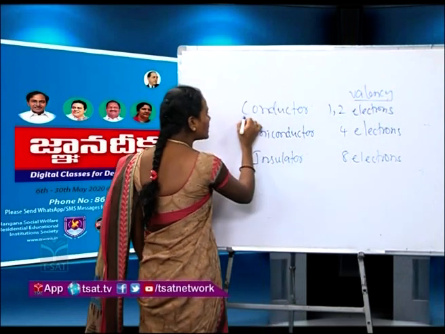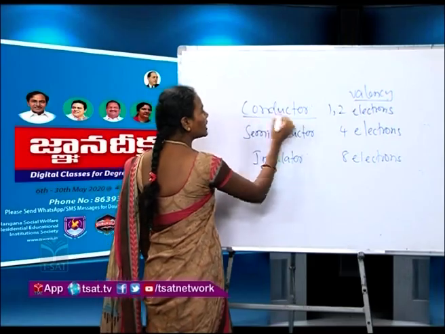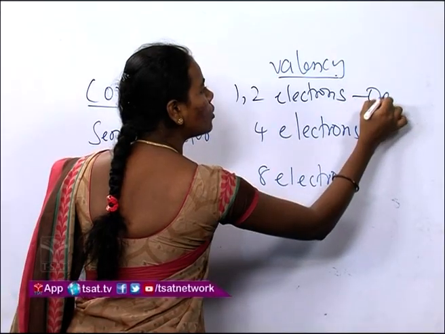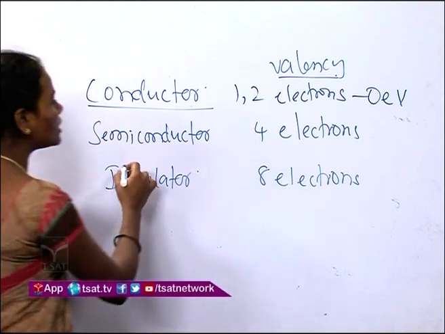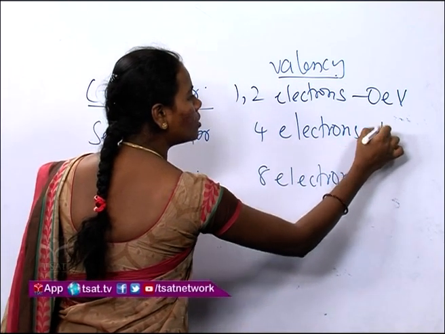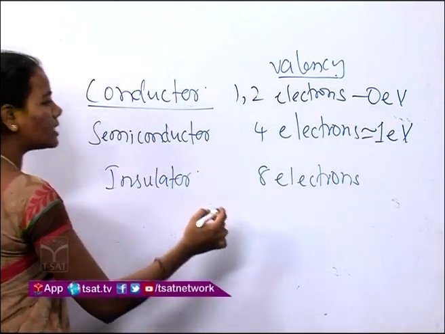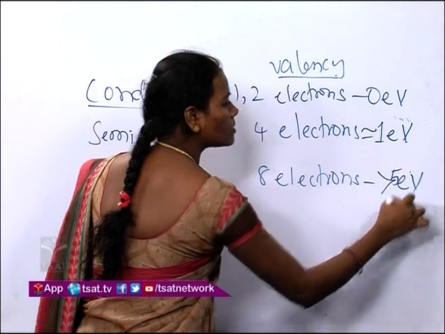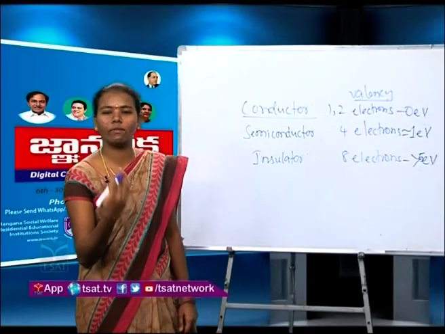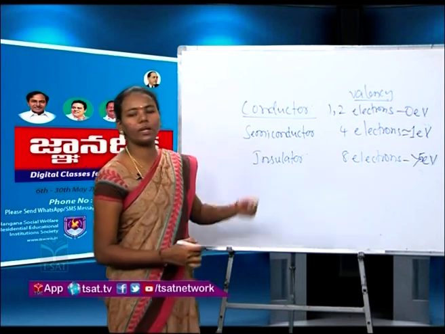So the energy gap between the valence band and conduction band for conductors is 0 electron volts. That means they are overlapped. For semiconductors, it is around 1 electron volt, and for insulators, it is above 5 electron volts. So this is making the difference.